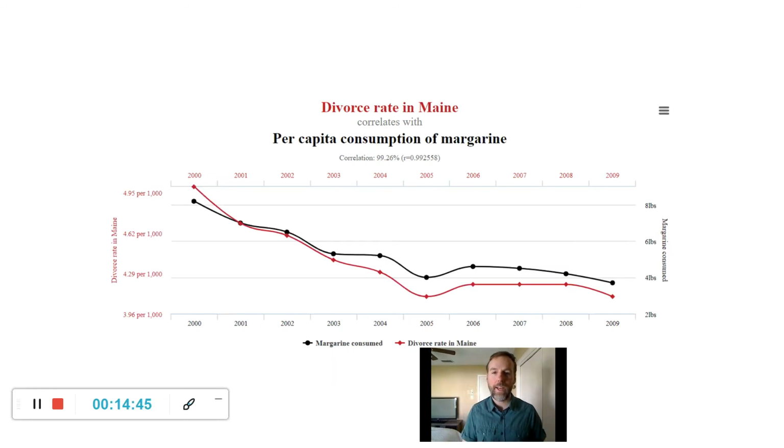Third one, we can see here the divorce rate in Maine has a pretty good linear relationship, a coefficient, not a coefficient of determination, but a correlation coefficient of 0.99. So almost a perfect linear relationship of divorce rate being related to the per capita consumption of margarine. And that one just makes sense, because the more margarine you eat, the more likely you are to get divorced.